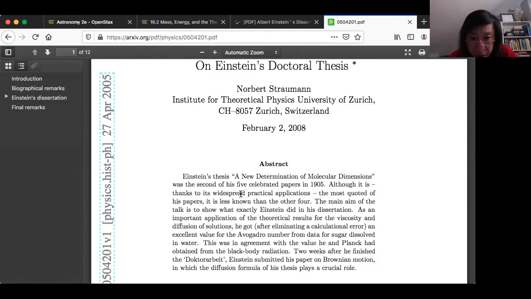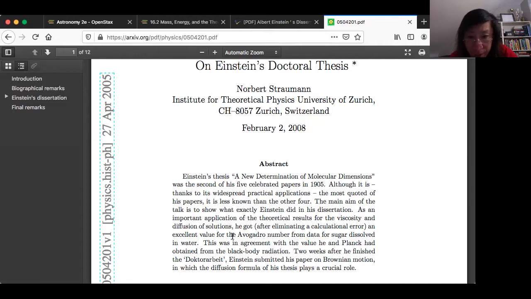And so he wrote 5 papers. One of his papers, the second one that was published, is actually his PhD thesis, right? Where he actually figured out something very useful about the fact that atoms actually exist. A new determination of molecular dimensions. And he had done some calculations. He didn't get it right. He figured out that he had made a calculational error and went back and fixed it.